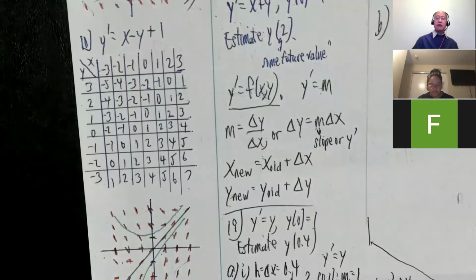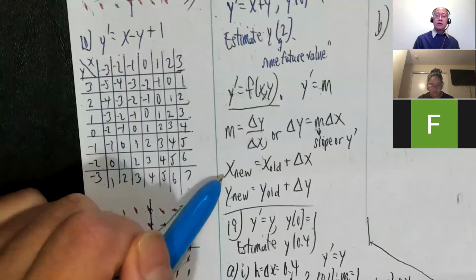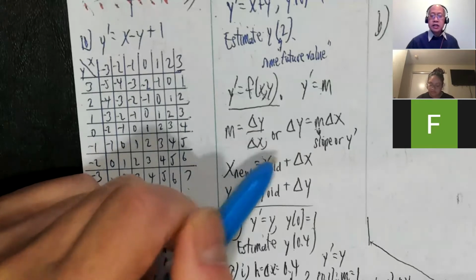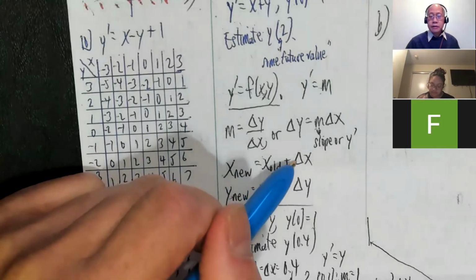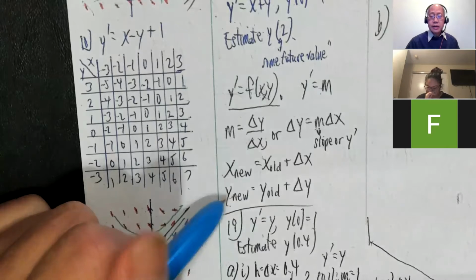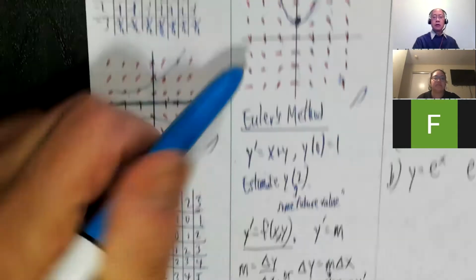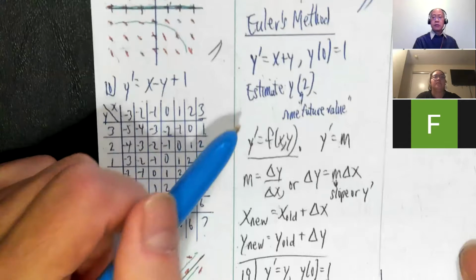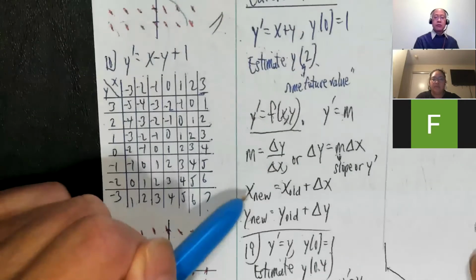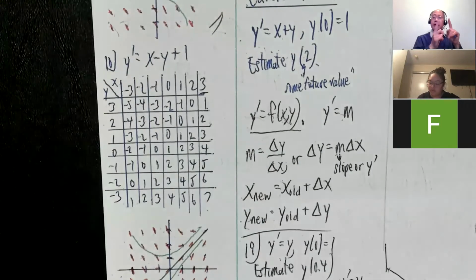But if you just reason it out, the new x is the old x plus delta x, right? And the new y is the old y plus delta y. So I'm playing this game, I'm moving along somewhere and so on. Say, what's my new x value? Well, you take the old x value and then add delta x to it, right?